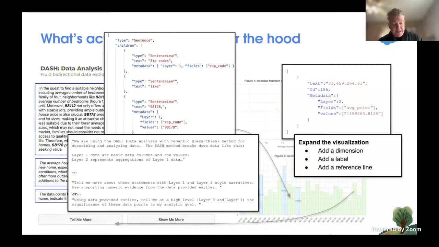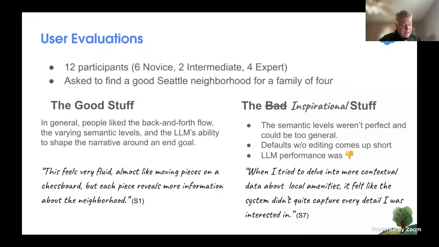And if the drag metadata is level 3 or level 4, we generate level 1 or level 2 text. This is to emulate that flowing narrative style that was described by Lundgaard, where the narrative moves among the different semantic levels. So for evaluation, we interviewed 12 people of varying degrees of technical sophistication and asked them to use Dash to find a good Seattle neighborhood for a family of 4.